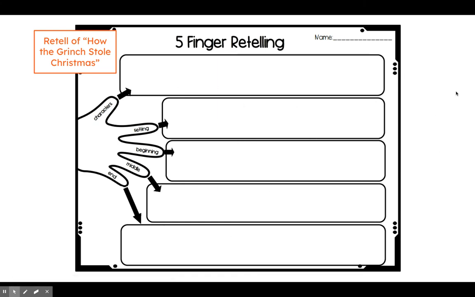For my example, for How the Grinch Stole Christmas, for the characters, I said the characters are the Grinch, Cindy Lou Who, and all of the Whos. For the setting of the story, I wrote, the setting is in the town of Whoville. Depending on what book you read, you'll have different characters and a different setting. But notice how I just wrote one sentence for each one.